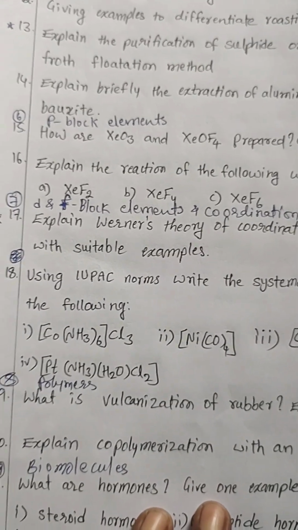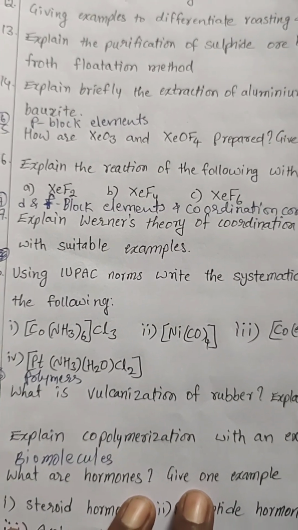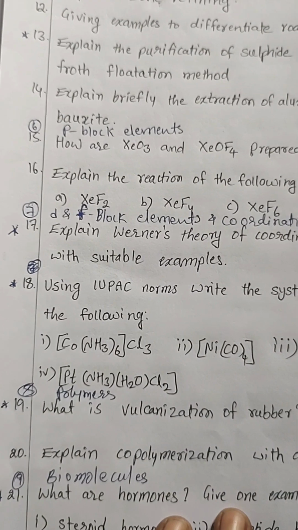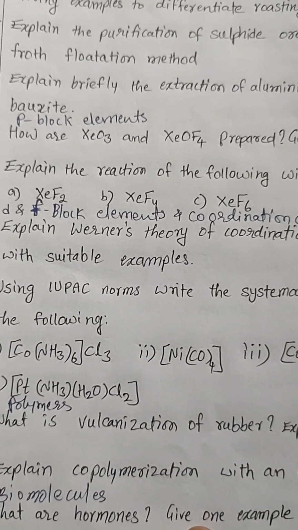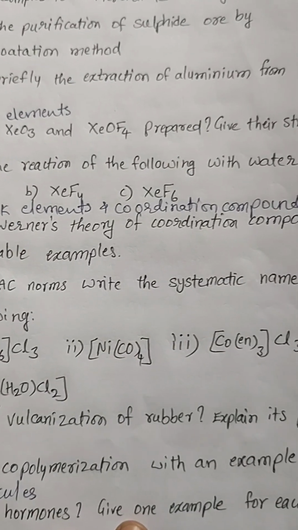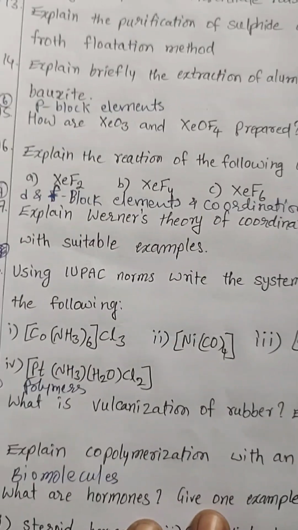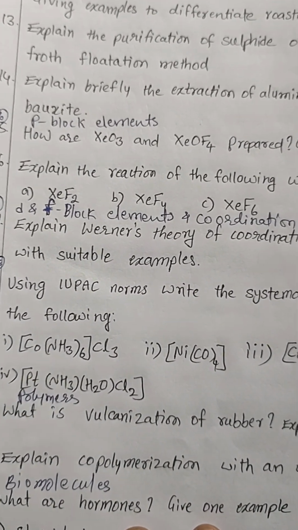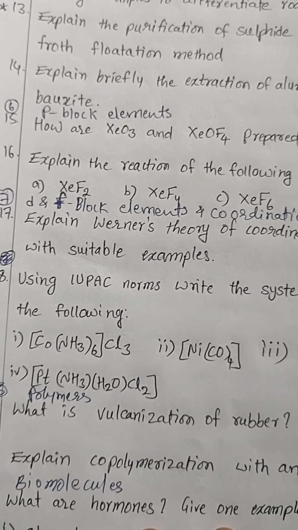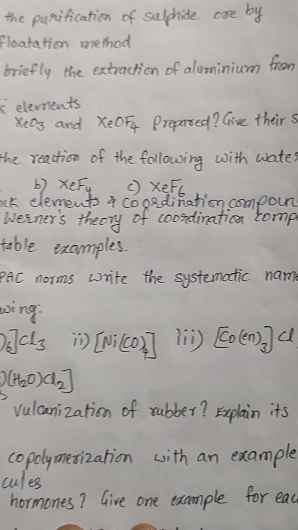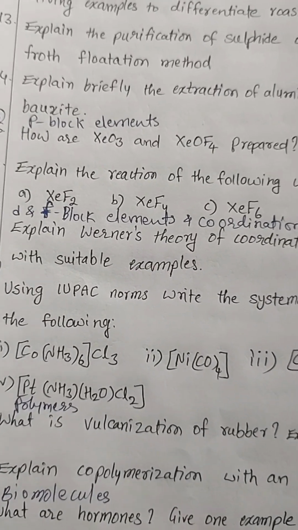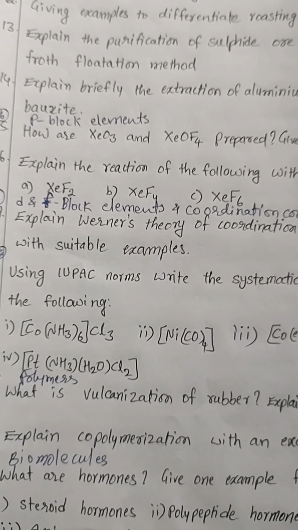From the P block elements, we have an essay question. Along with the essay question, we may be asked these types of questions. How are xenon trioxide and xenon oxide tetrafluoride prepared? Give their structures. Explain the reaction of the following with water: xenon difluoride, xenon tetrafluoride and xenon hexafluoride. They may ask their preparation methods and reaction with water.